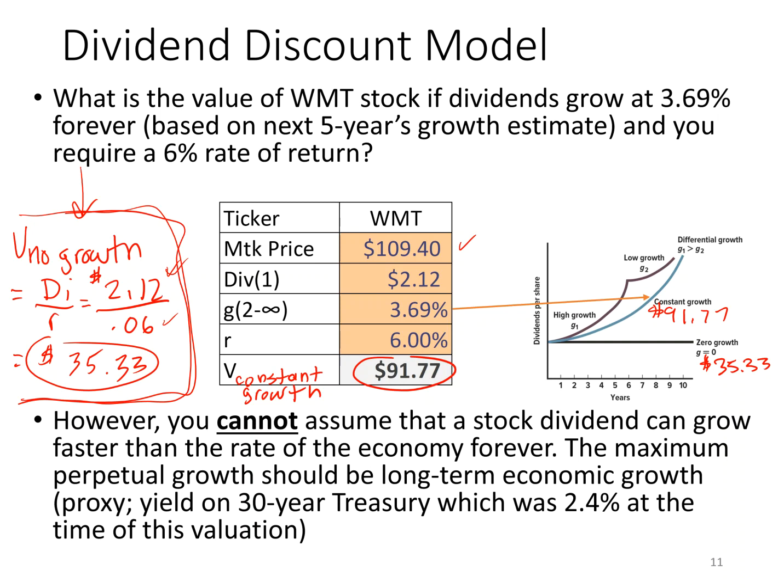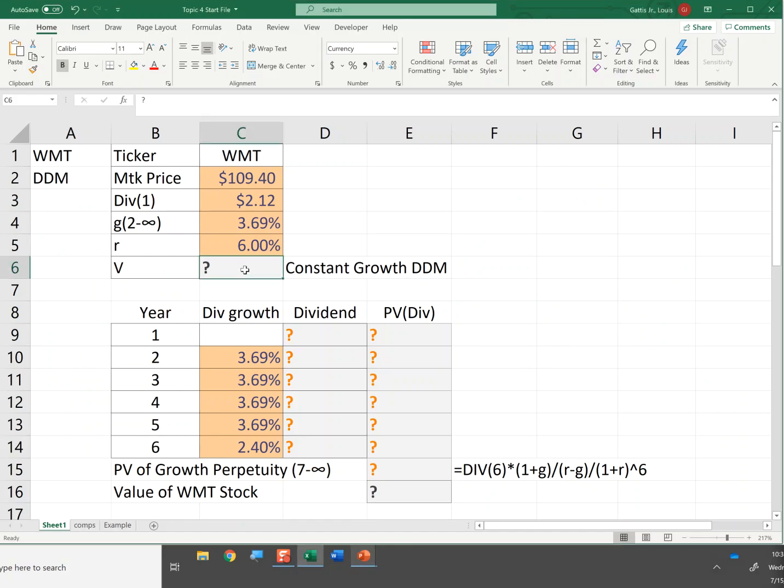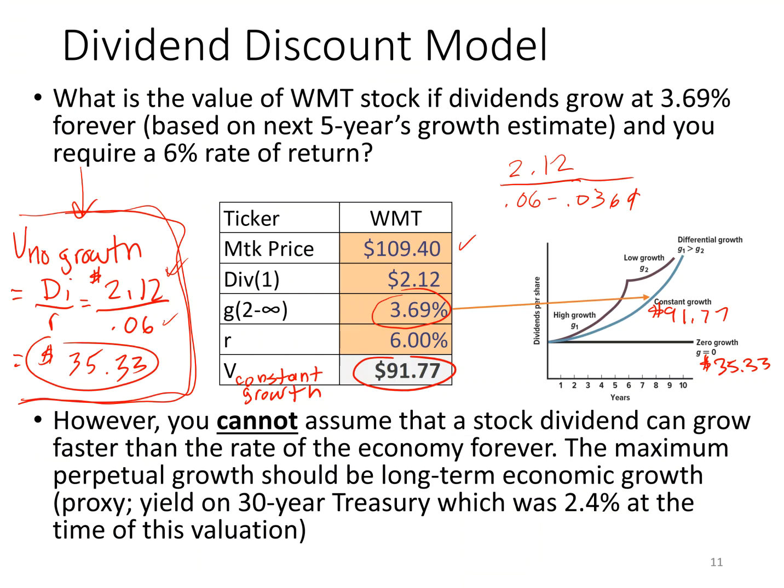So let's try another one. What if I use a constant growth model where I use that 5-year estimate of 3.69% growth per year? Well, I would just take my $2.12 over my R minus G, and we'll go ahead and calculate that in Excel. So I'll just go to my Excel file. I'll take my $2.12 divided by my 6% minus my growth rate, and I get a $92 stock price, $91.77.